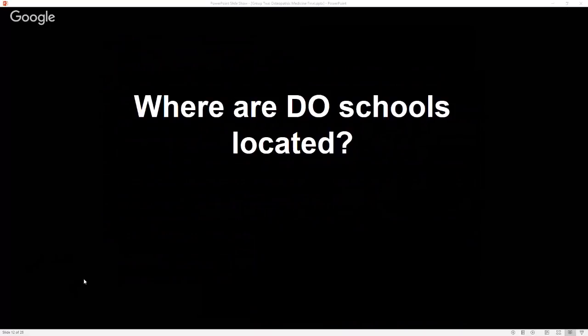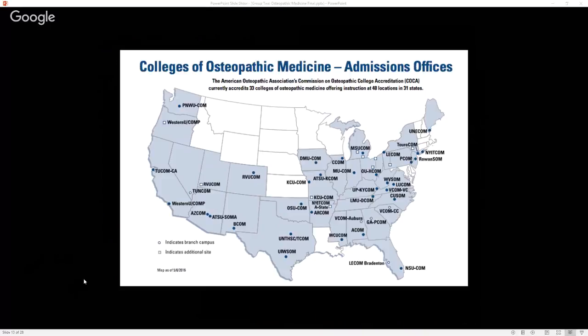So where are the DO schools located? If you can go to the next slide, there's a map that we can see. There are 31 colleges of osteopathic medicine. As you can see, there are a lot more on the East Coast, and there aren't very many in this area. Depends on where everyone is, but in Idaho and the northern part, there aren't as many, but they do have them around the whole entire country with 31 schools.